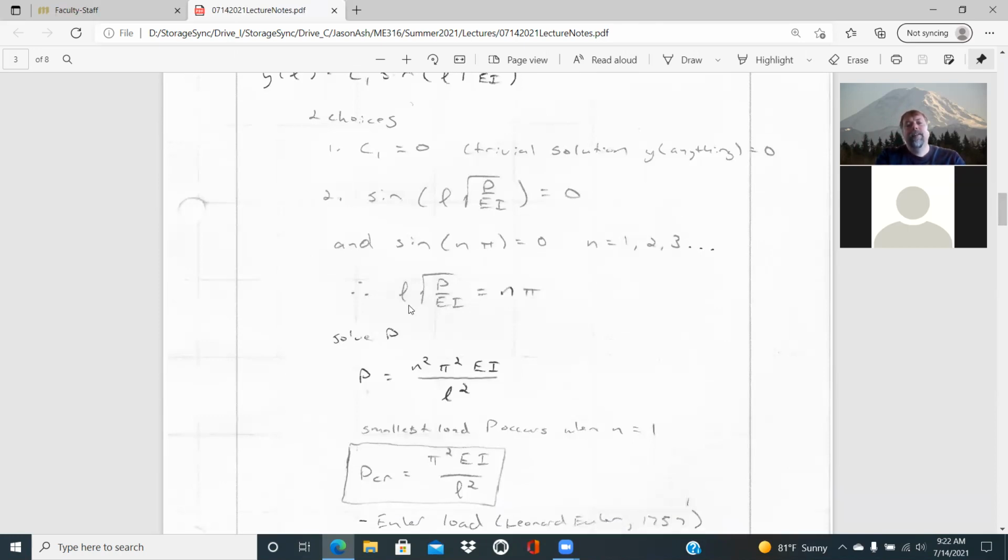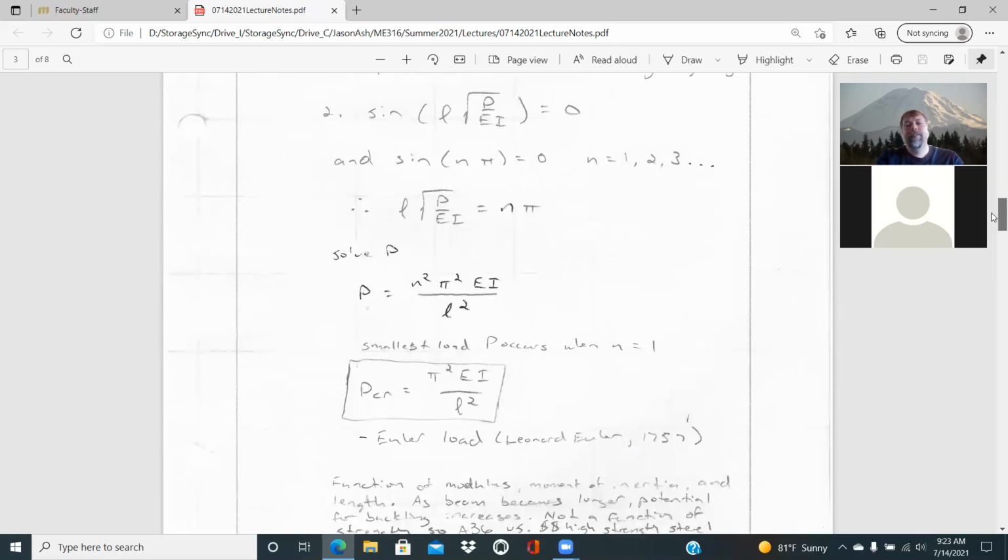And so we identify then that this term in the parentheses, L times the square root of P over EI, has to be equal to n pi. And so with that, we can determine then what a critical buckling load is and solve for P. We just need to square both sides and move things around, so we end up with n squared pi squared EI over L squared.